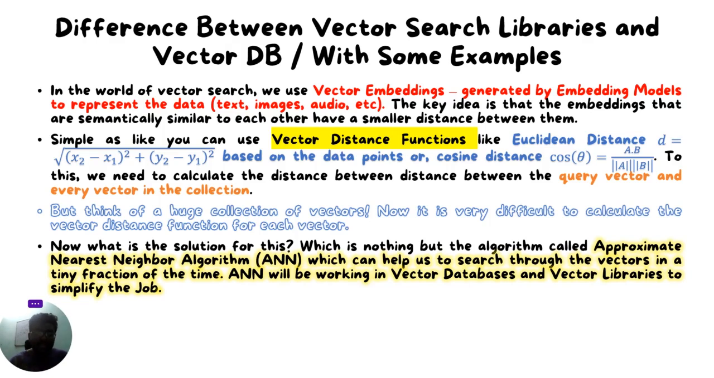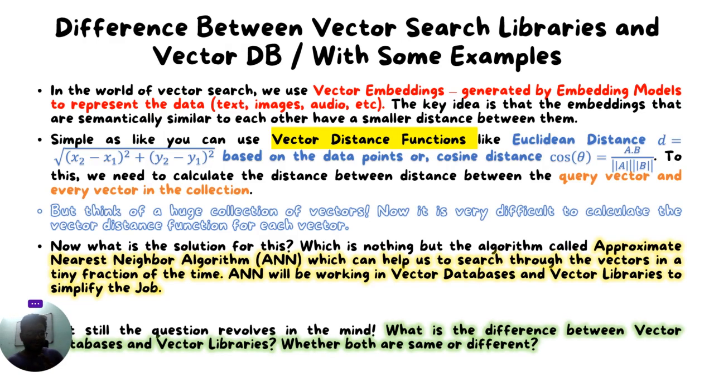This approximate nearest neighbor algorithm will help us search through the vectors in a tiny fraction of the time. And a very important thing: the ANN works in the vector databases as well as in the vector libraries to simplify the job.